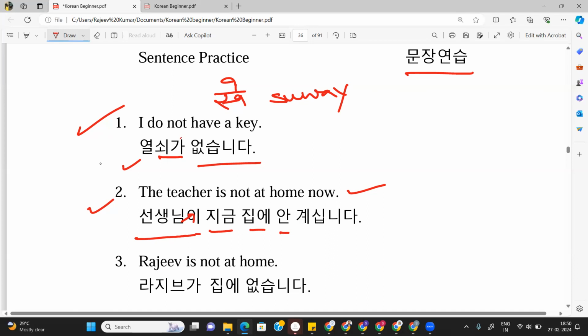An. Subnida. An. K Samnida. K Sib. Simnida. This will become more understanding. K Samnida. Yes. Okay. Next.